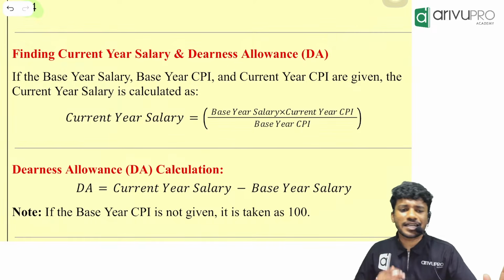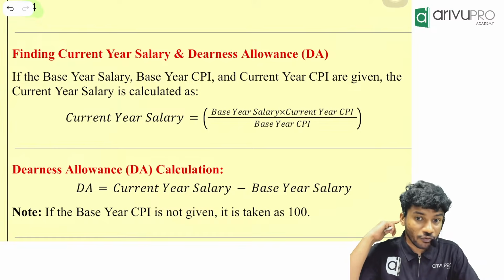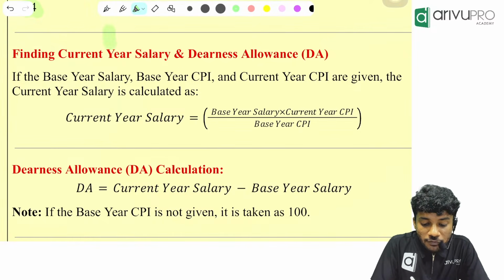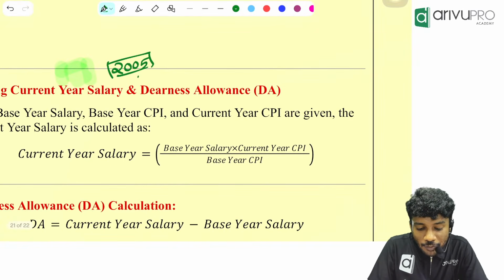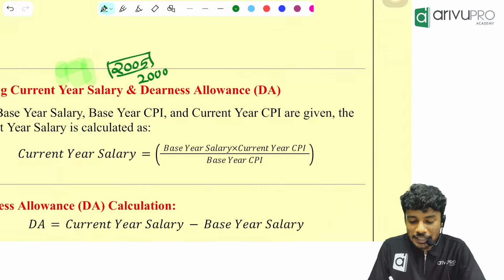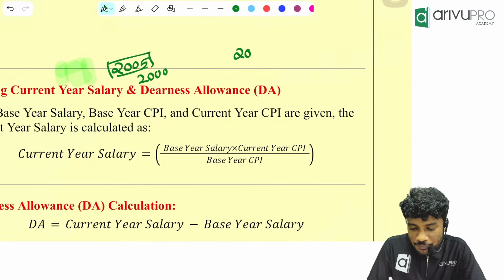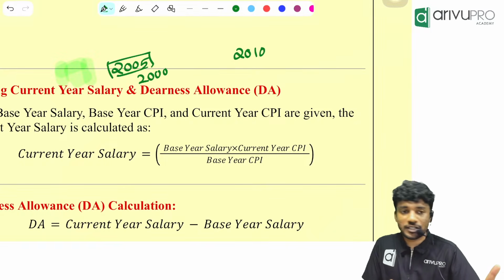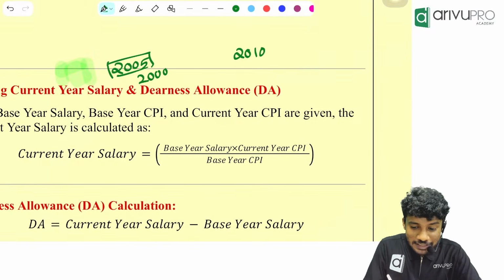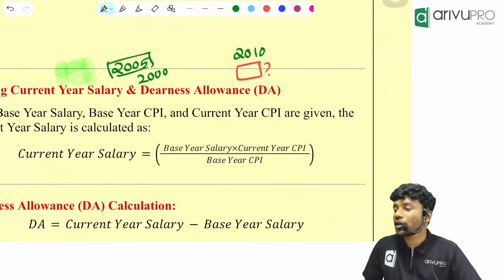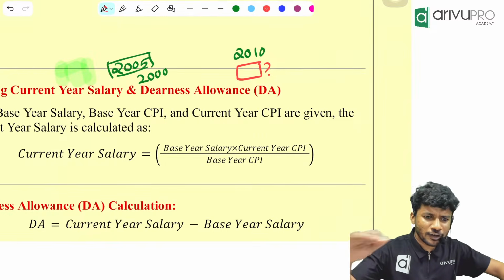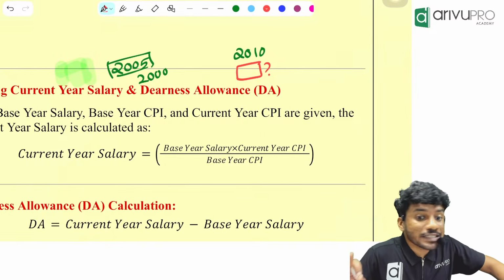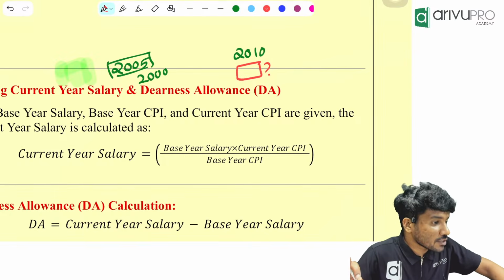What do you mean by current year salary? How much salary you are getting now? For example, you joined a company in the year 2005, and they were paying you around 2000 rupees at that time. Then in the year 2010, after tracking all the inflation and the rise in prices, how much they should actually pay you is the question.